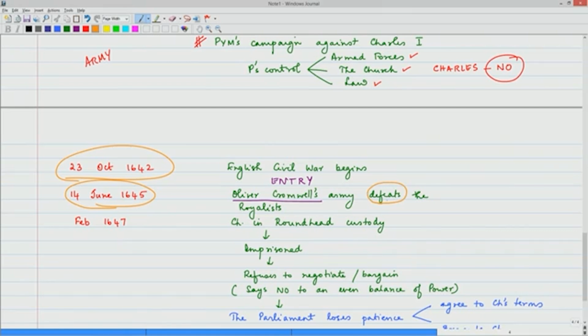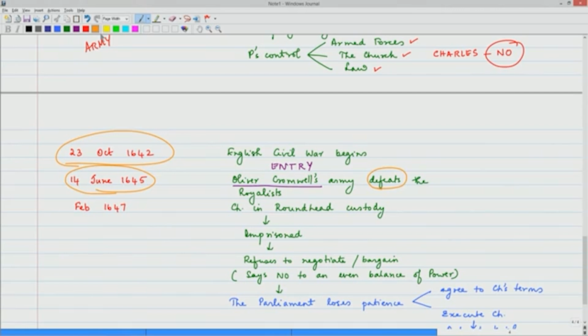This does not really mark the end of the Civil War. We also find a series of wars happening back and forth with the support of Scotland and Ireland. We find the Commonwealth entirely getting dragged into this imbroglio, but we shall not be going into the details of this right away. And by 1647 the inevitable happens. King Charles is in Roundhead custody and he is imprisoned.